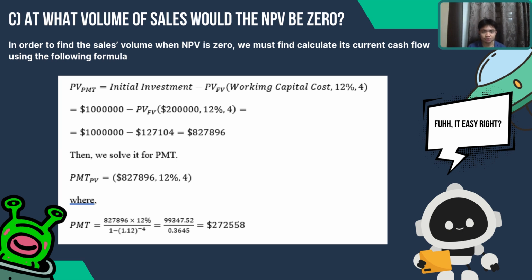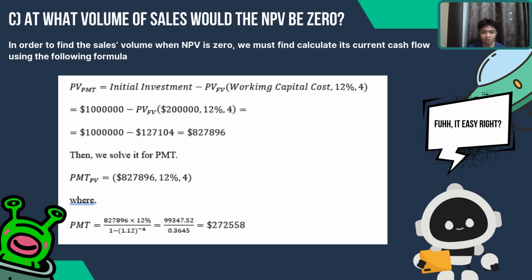At what volume of sales will the NPV be zero? In order to find the sales volume when NPV is zero, we must calculate its current cash flow using the following formula: the present value of the PMT, which is the operating cash flow, equals the initial investment minus the present value of the FV, which is the working capital investment, in brackets working capital cost, 12%, which is the discount rate, and 4, which is the period of the investment lifetime. So we compute the information given by the question.